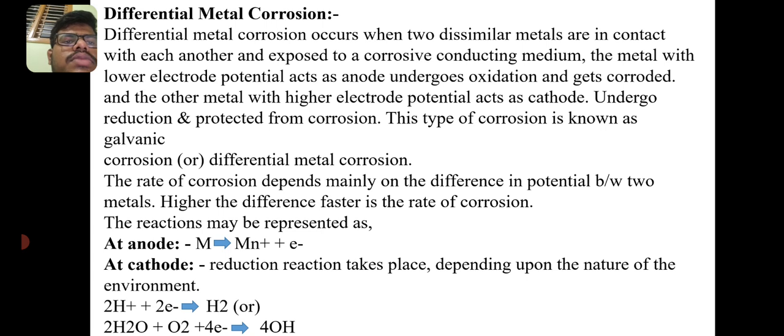The rate of corrosion depends mainly on the difference in potential between the two metals. The higher the difference, the faster is the rate of corrosion. The reactions may be represented as: at anode, M gives M^n+ plus electrons. At cathode, reactions take place depending upon the nature of the environment: 2H+ + 2 electrons give H2, or 2H2O + O2 + 4 electrons give 4OH-.